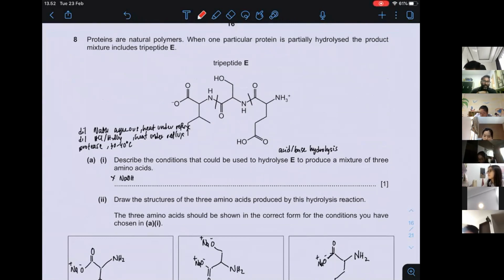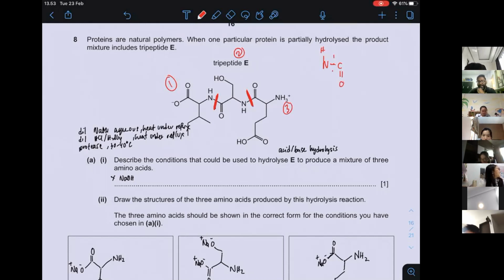If you want 3 amino acids, we need to break the peptide bond. The peptide bond is between this NH and the carbon double bond O, so we want to break that. I want to break here, and over here. If that happens, you are going to get molecule number 1, molecule number 2, molecule number 3, so a mixture of 3. So we want to describe the condition.